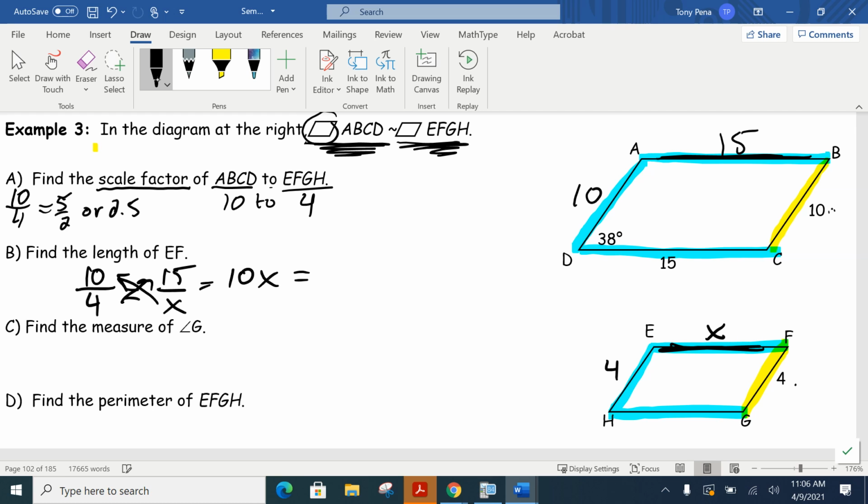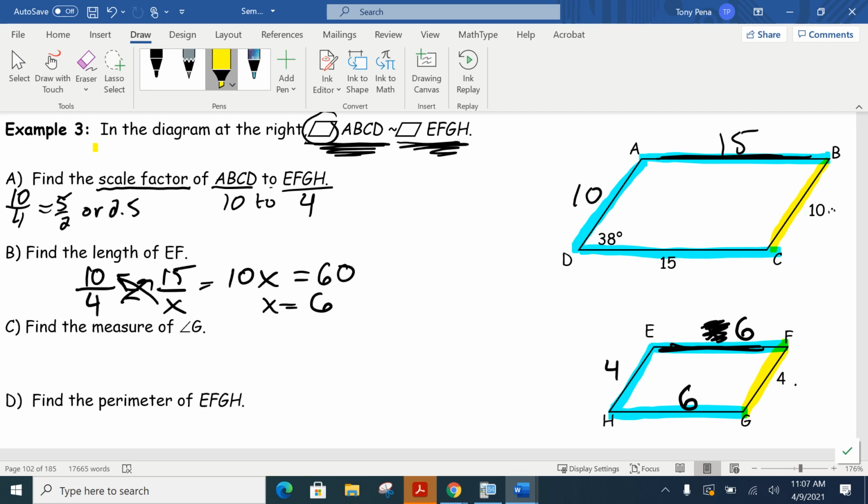10x equals 4 times 15, which is 60. And then we know overall x is 6. Once we know the top side of the smaller one is 6, that would also tell us the bottom one has to be 6. It's a parallelogram.